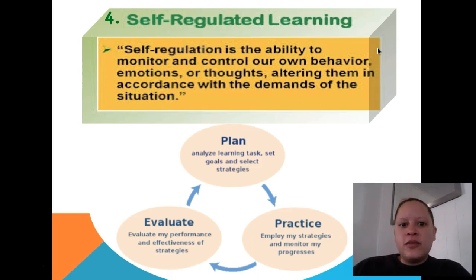Self-regulated learning is the ability to monitor and control our own behavior, emotions, or thoughts, and altering them in accordance with the demands of the situation. This can be one of the trickier areas to teach with cognitivism. They need to be able to plan, analyze, set goals, and select strategies, then practice them, and then evaluate them. So a lot of self-reflection is involved in this.